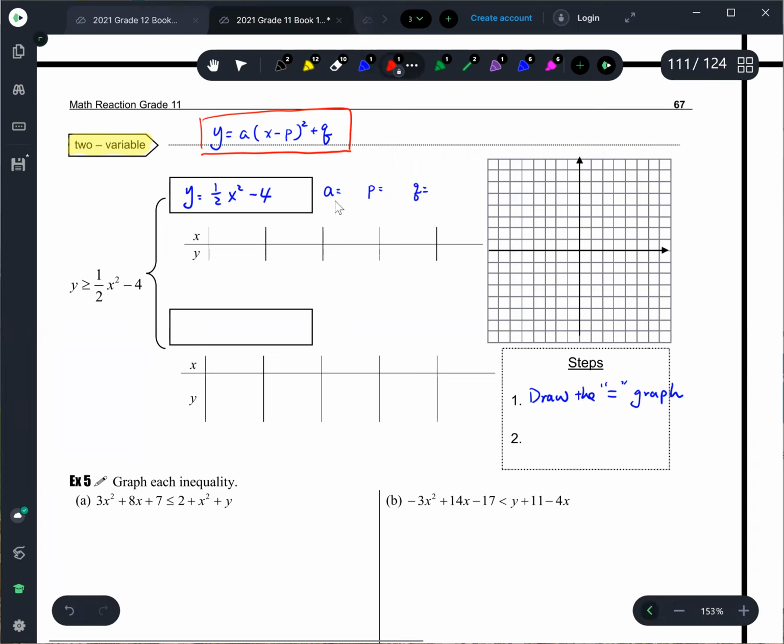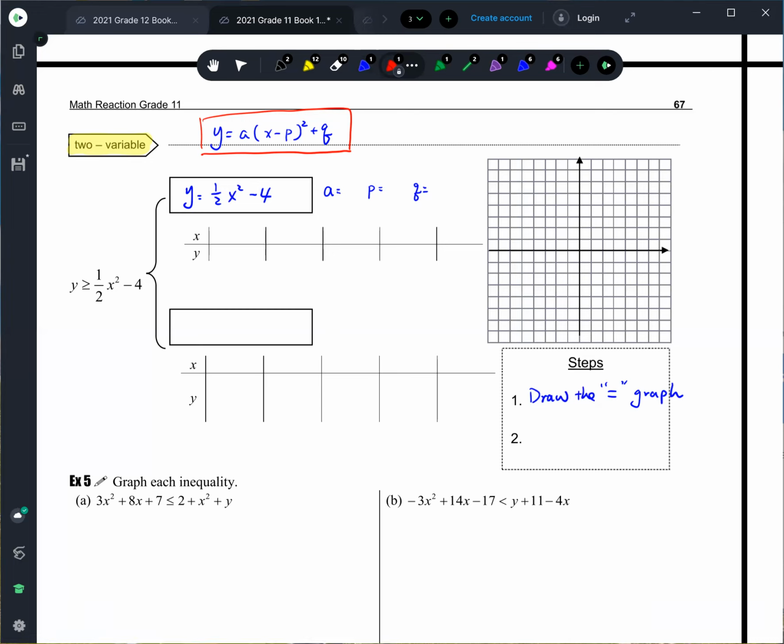What do you think the values of APQ are? This one is already in the standard form, okay? It's already APQ form. You don't need to complete the square, right? So can you tell what's the APQ? Okay, please raise your hand if you have the values.